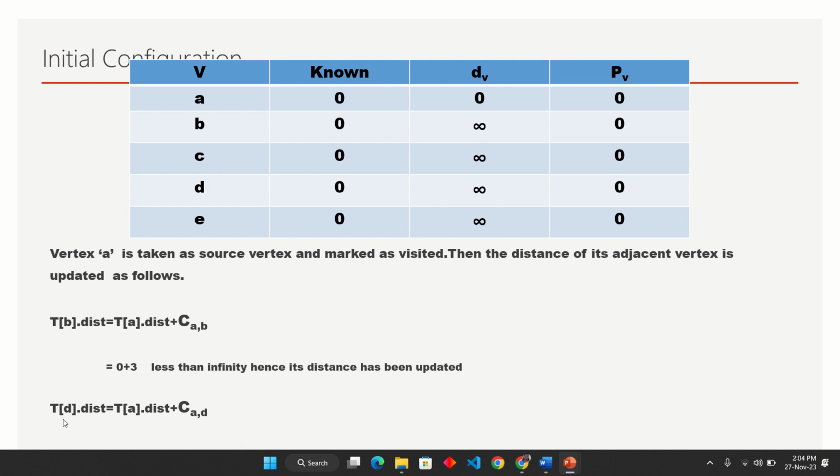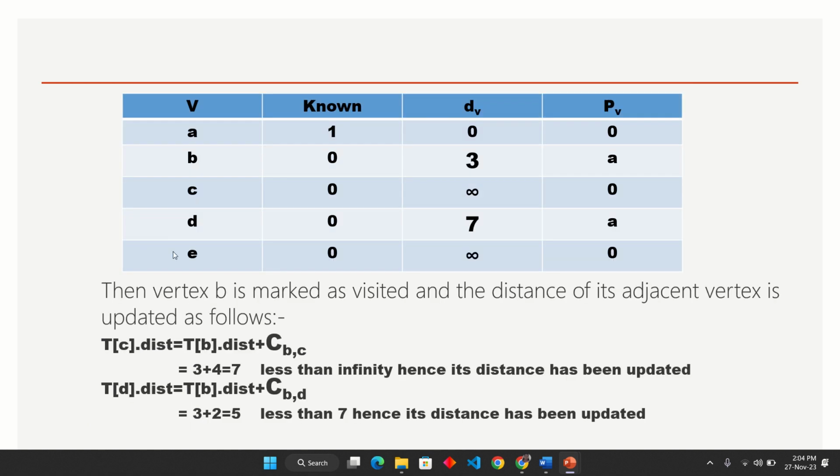In the same way, dD.distance is equal to dA.distance plus the cost of A to D, that edge value is again calculated. So the distance is 7, which is less than infinity. So it has to be updated. So after the first distance calculations, the distance of the vertex B and vertex D is marked like this. Okay. And then after completing this table, vertex B is marked as visited.